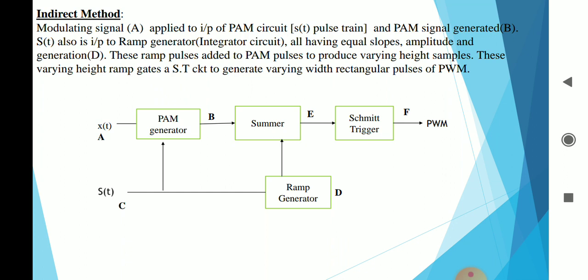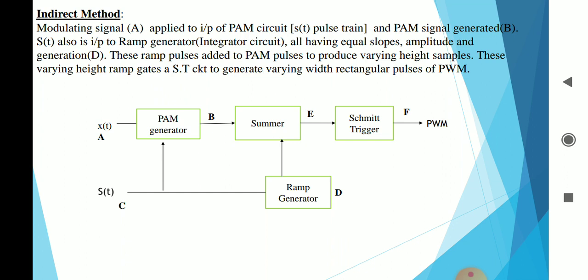The generated ramp signal is given to a summer which takes the PAM output as its second input, and this summer adds both signals, the PAM signal and the ramp generator output. The output of this summer is given to a Schmitt trigger, which generates rectangular pulses of varying width, called the PWM waveform.